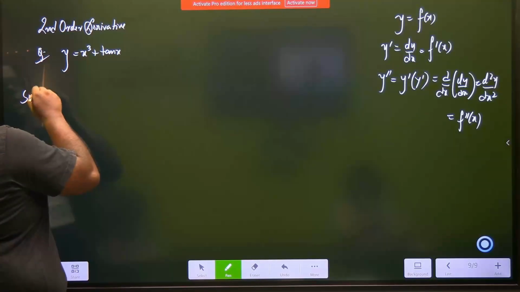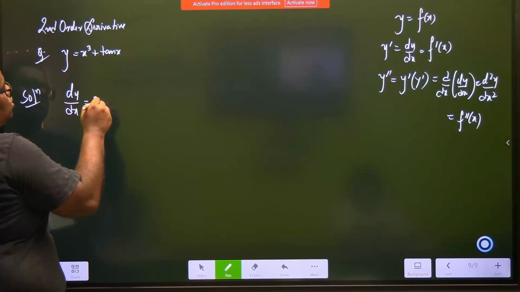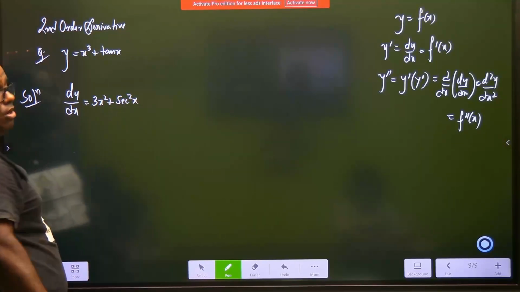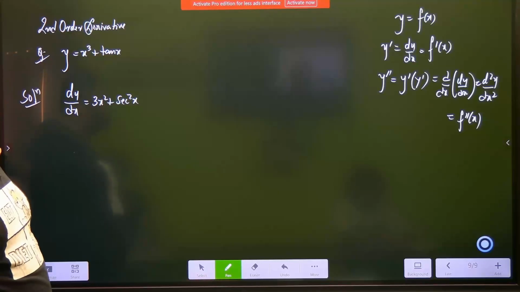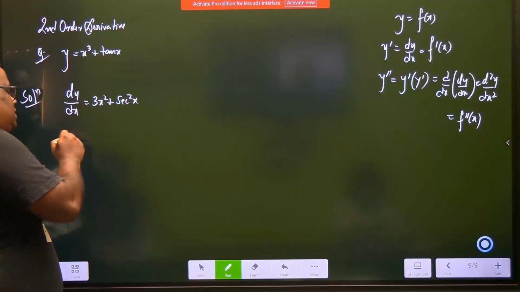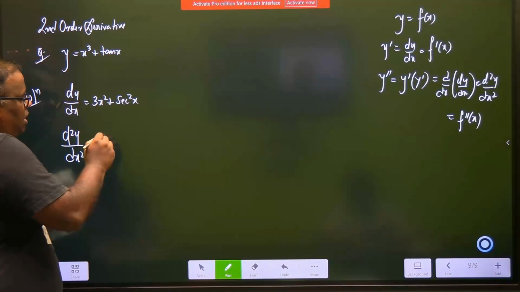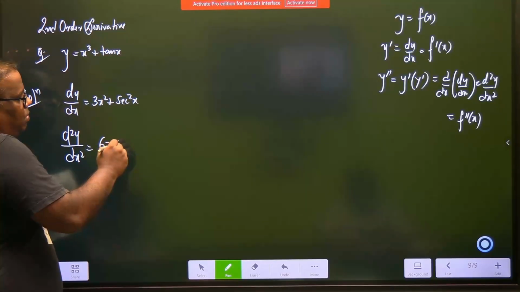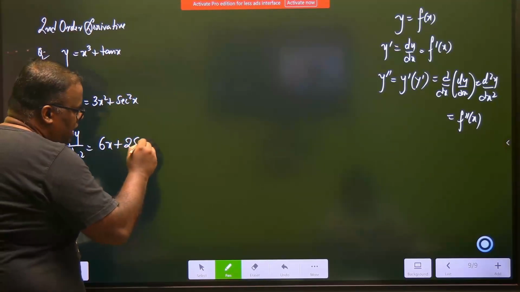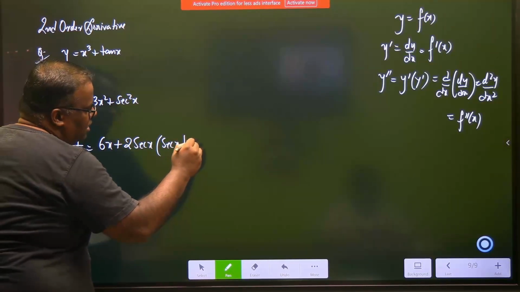Chalo, let's do it. Come, very easy. Let's do dy by dx is what, children? 3x square plus sec square x. You remember or not? d by dx of tan x is sec square x. Got it? Now we have to do second order derivative. d2y by dx2 will be 6x plus d by dx of sec square x. So it will become 2 sec x multiplied by sec x tan x.